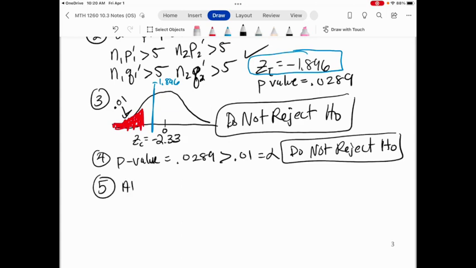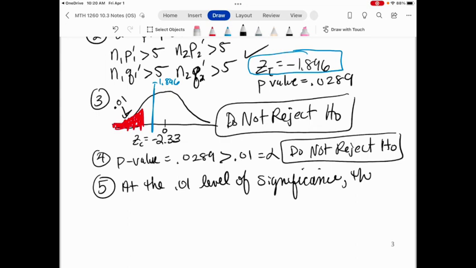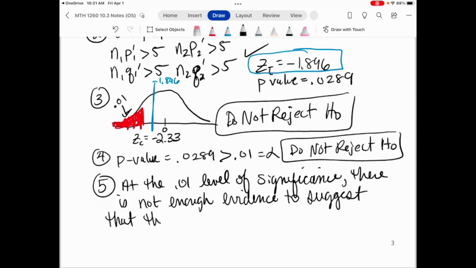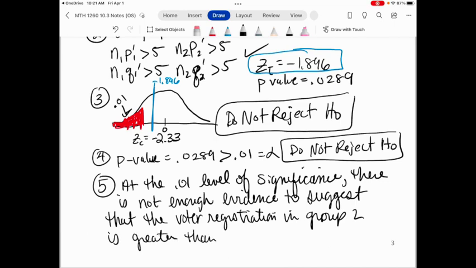Okay, so we would say at the 0.01 level of significance, there is not enough evidence to suggest that the voter registration in group 2 is greater than group 1.